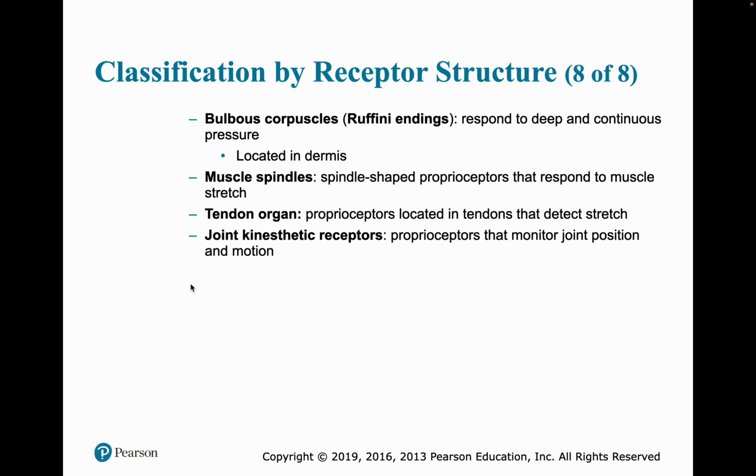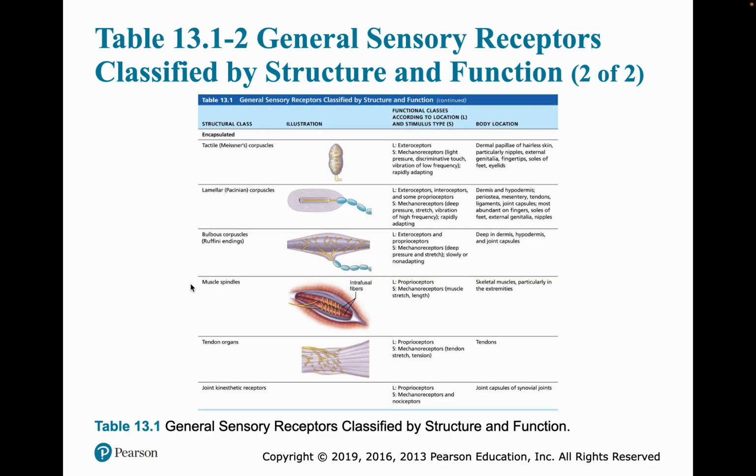We have Ruffini's endings, or bulbous corpuscles, which respond to deep and continuous pressure. They're in the dermis. Muscle spindles are spindle-shaped proprioceptors responding to muscle stretch. The tendon organ is a group of proprioceptors located in tendons, and they detect stretch. Joint kinesthetic receptors are proprioceptors that monitor our joint position and motion. And again, these are shown in figure 13.1.